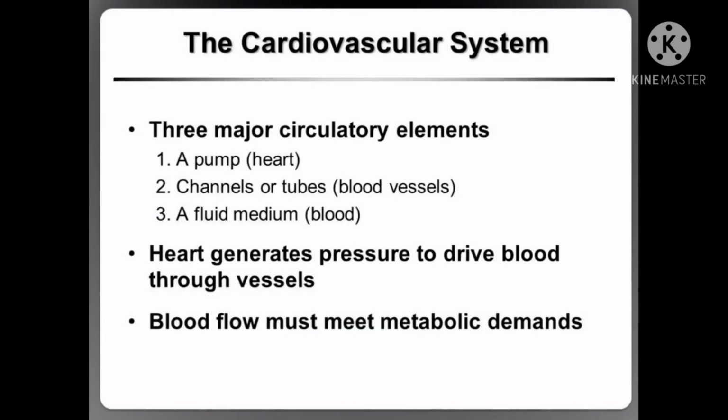So there are three major circulatory elements. First is a pump, which is the heart. Second is the channels or tubes, which is the blood vessels. Third is a fluid medium, which is the blood. The heart generates pressure to drive blood through vessels. Blood flow must meet metabolic demands.